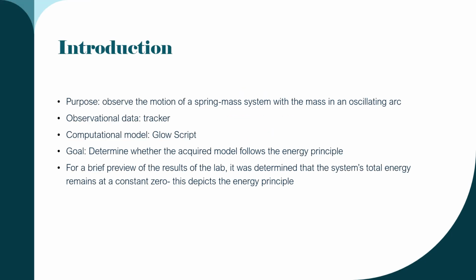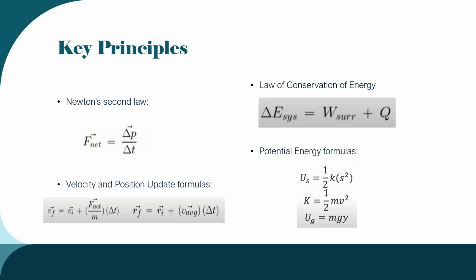So for the introduction, the purpose of this lab is to observe the motion of a spring mass system with a mass in an oscillating arc. For the observational data, we'll be using a tracker, and for the computational model, we'll be using GlowScript. The goal is to determine whether the acquired model follows the energy principle. As a brief preview of the results, it was determined that the system's total energy remains at a constant zero, and this depicts the energy principle.